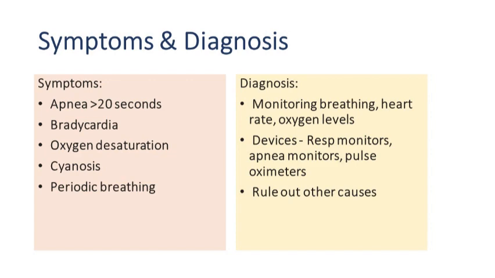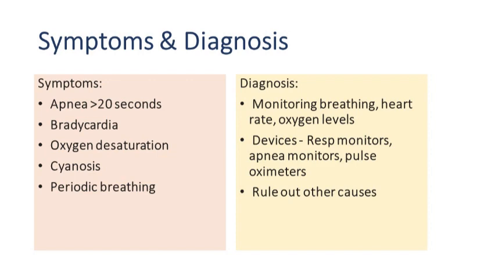3. Cyanosis, a bluish discoloration of the skin, lips, and nail beds due to low oxygen levels in the blood. 4. Periodic breathing, a pattern of breathing characterized by periods of shallow or irregular breathing, alternating with periods of apnea. Diagnosis of apnea of prematurity.